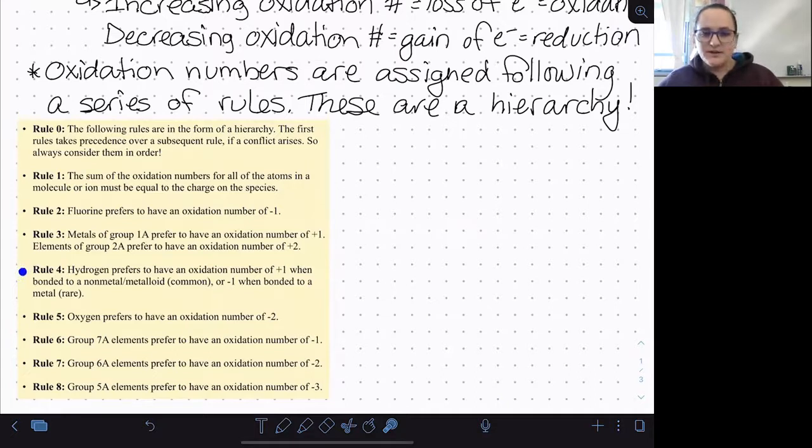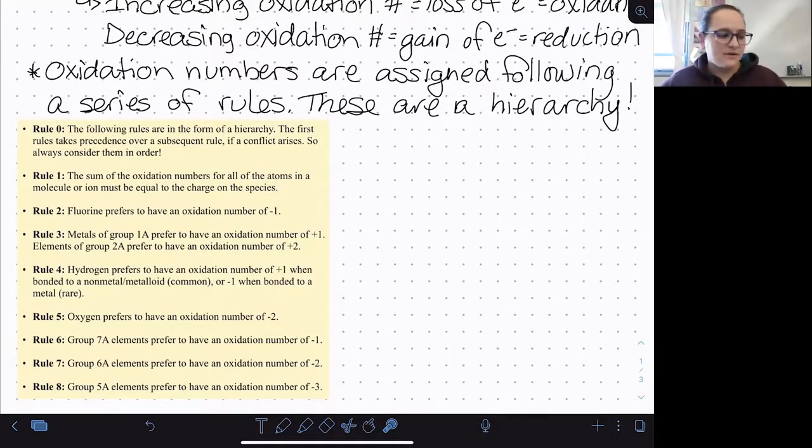Hydrogen prefers to have an oxidation number of +1 when it is bonded to a nonmetal or a metalloid, which is by far the most common situation. Very rarely it bonds to a metal when it prefers to have a -1 oxidation number. Oxygen prefers to be -2. Group 7, which is the halogens, fluorine, chlorine, bromine, etc., prefer an oxidation of -1. Group 6 prefers an oxidation number of -2. Group 5 prefers an oxidation number of -3. So you probably want to pause here for a moment and copy all of these down.